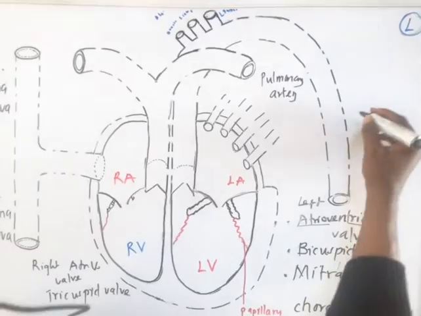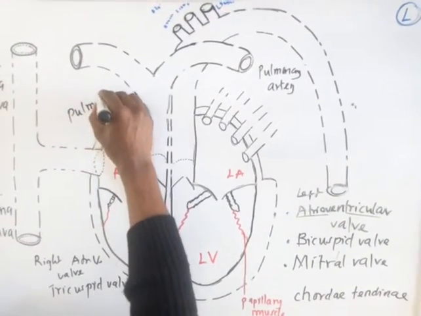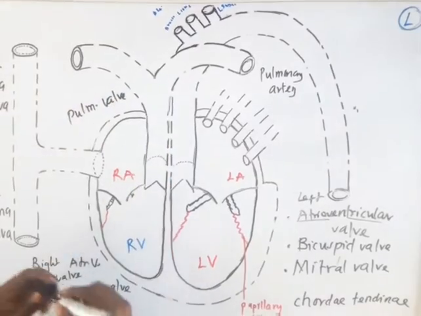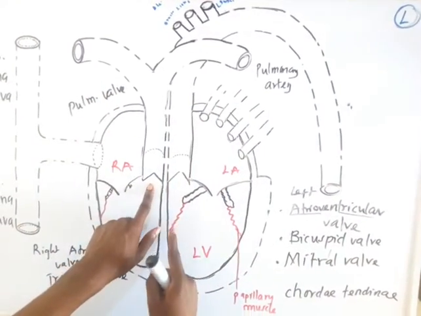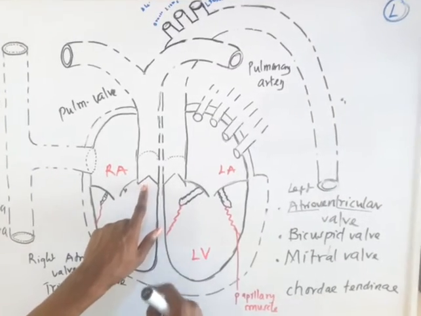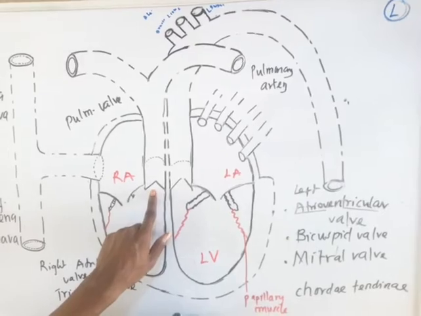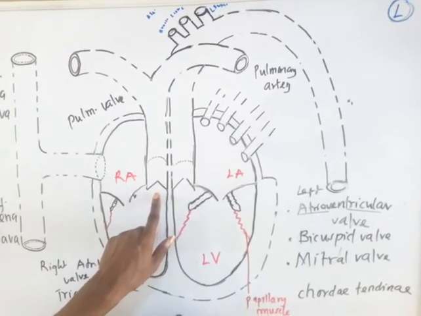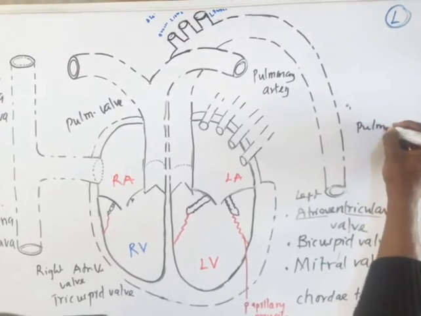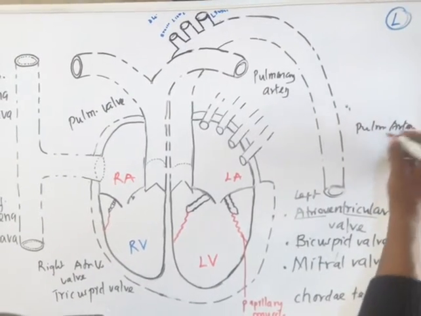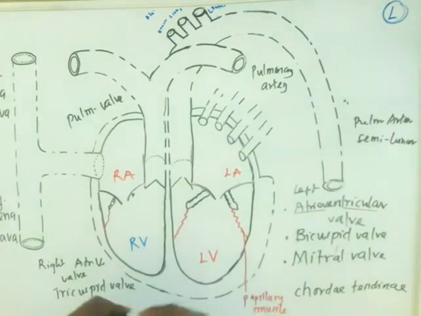It is called the pulmonary valve because it is for the pulmonary artery. Looking at this valve, it looks like half a moon. So it is the pulmonary arterial semilunar valve, because it looks like half a moon.